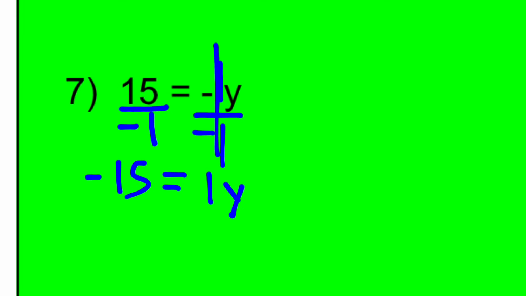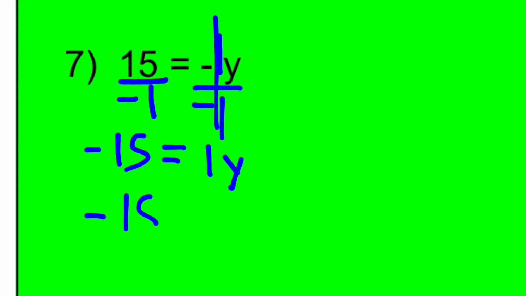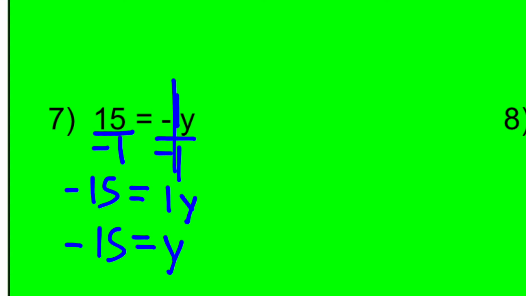15 equals negative y. Well, remember, when you see this, think of it as negative 1y. And we want to show the value of positive 1y. To do that, we can divide this side by negative 1, because negative 1 divided by negative 1 is positive 1y. And if we divide by negative 1 there, we have to divide by negative 1 there. And 15 divided by negative 1 is negative 15. And that's the same as saying negative 15 equals y.